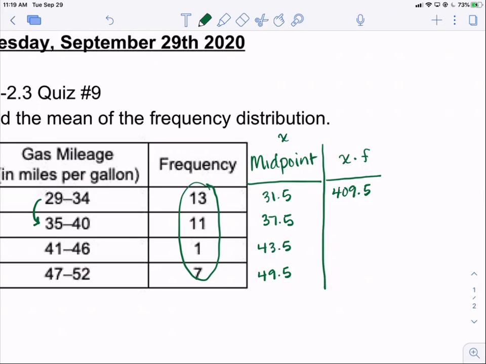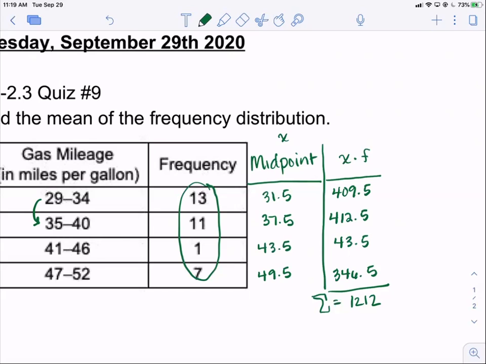Which, that didn't work out right. Helps if I type it in. We get 412.5, 43.5 times 8, and then 49 and a half times 7 is 346 and a half. Okay. And then you're going to add those all up. We get 1,212 here. And then what are you going to divide by?